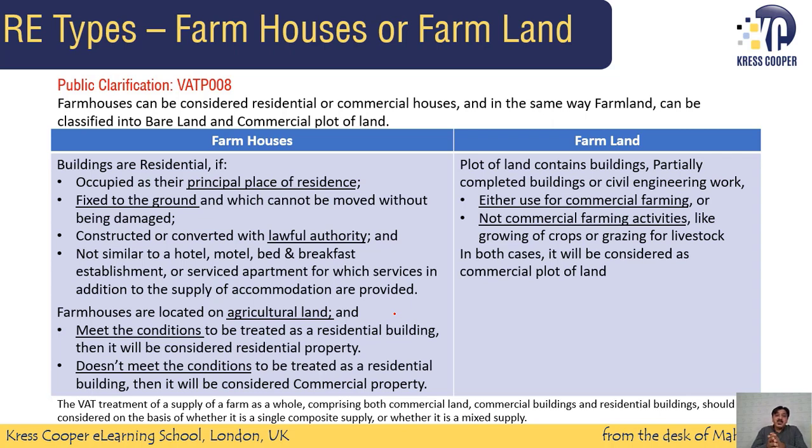Yes, the VAT treatment of a supply of a farm as a whole might comprise both commercial as well as residential buildings. If this is the case, then the supplier will be liable to consider whether this is a composite supply or a mixed supply. If this is a composite supply, then taxation is based upon the principal component. If this is a mixed supply, then each component will be subject to tax separately. Hopefully it will be very clear for all of you.